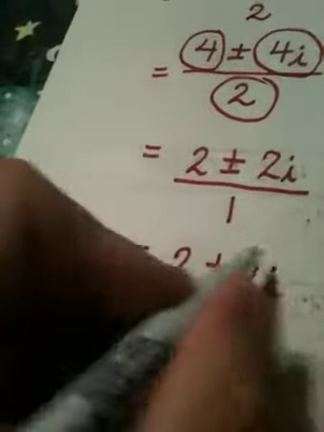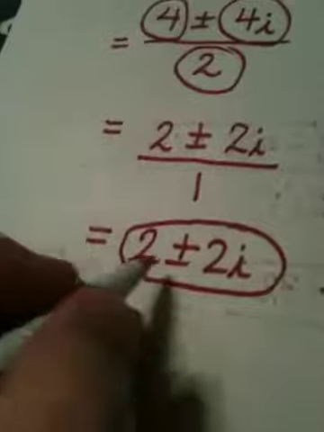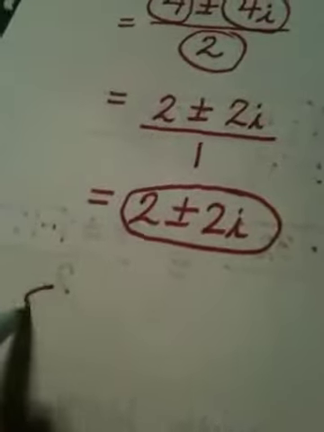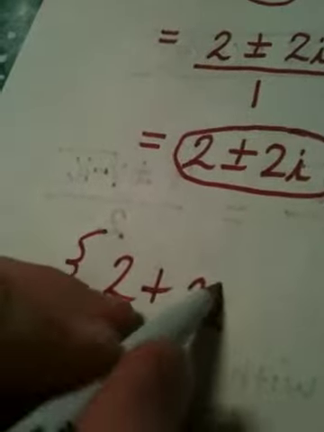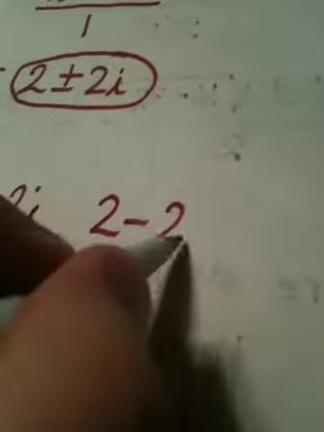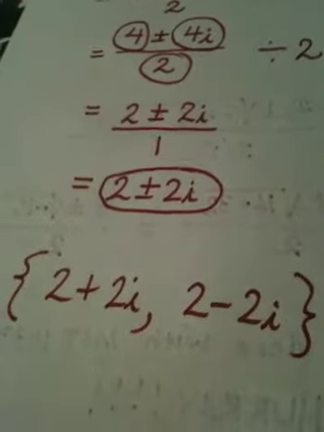So I end up with 2 non-real complex answers. 2 plus or minus 2i. If you wrote them out separately, one answer would be 2 plus 2i, and the other answer would be 2 minus 2i. And again, those solutions are not real, they're imaginary complex. We're done.